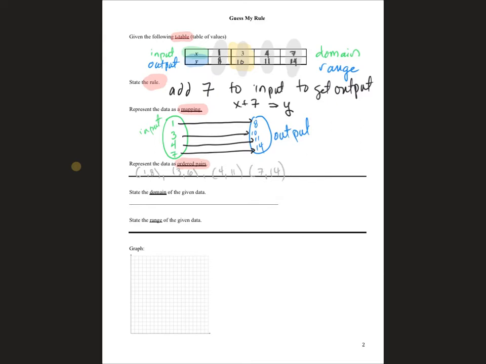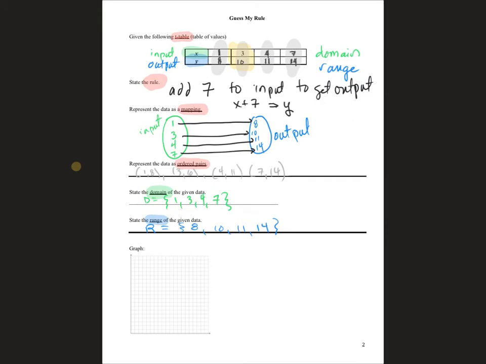And then I could take the same information and say, okay, well, what is the domain? My domain is just my set of input values. So I would list my domain, 1, 3, 4, 7. And I could even call it a set, my set of input values. And I could do the same thing for my range, and I could maybe call that set R. And I could write all of the output values. So that would be my range.